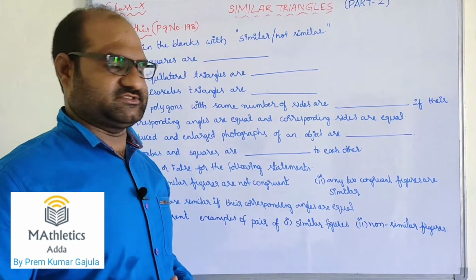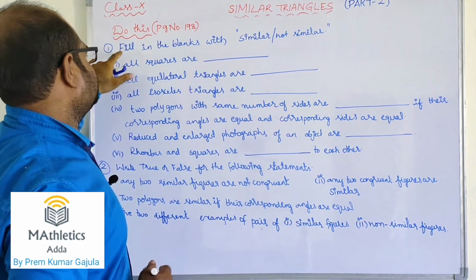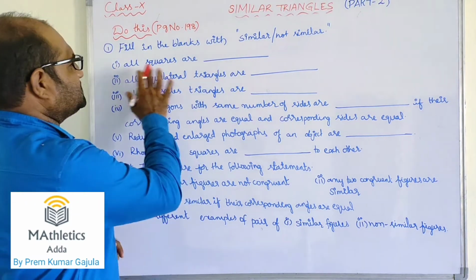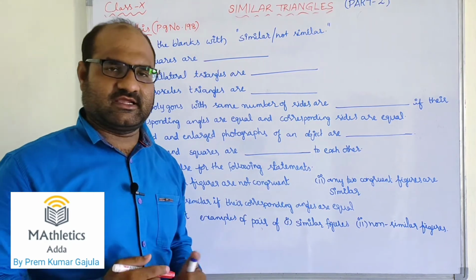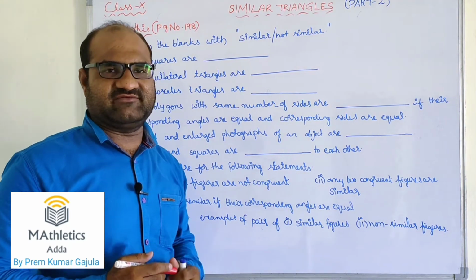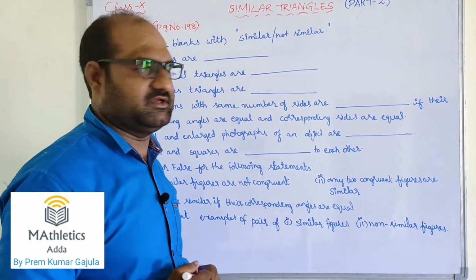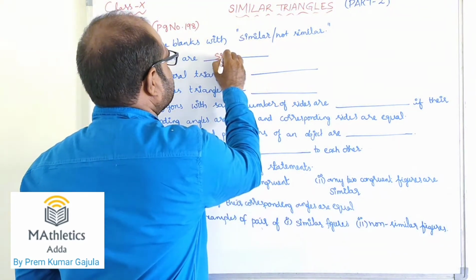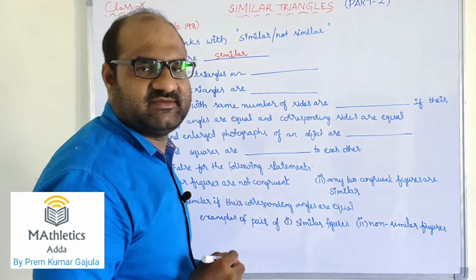Now let's see the next question. Do this question, page number 198. First question, fill in the blank with the word similar or not similar. All squares are dash. We know that all squares are regular polygons. So regular polygons having equal number of sides are always similar. We have learnt already in the part 1 video. So here all squares are similar. Why? Because their angles are equal and corresponding sides will be in the same ratio.